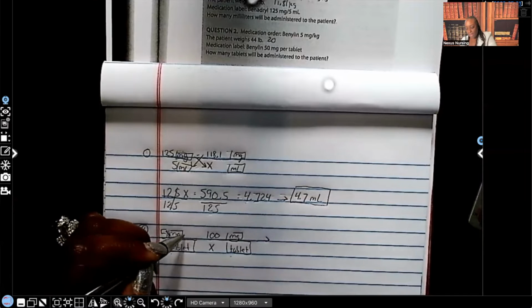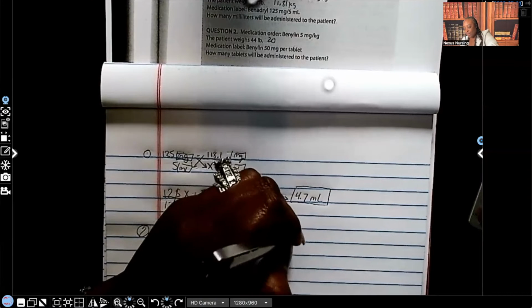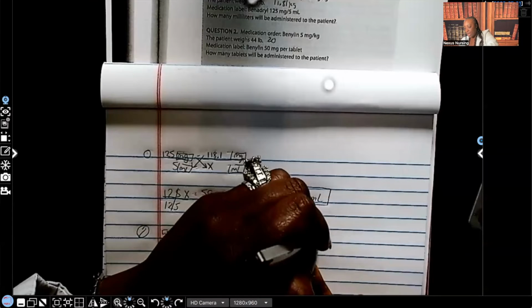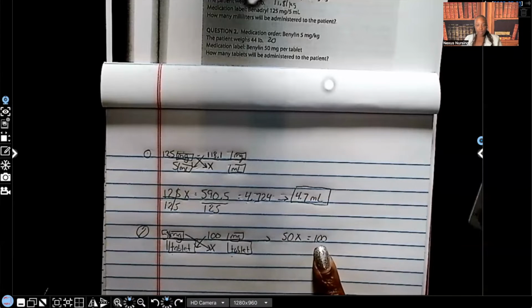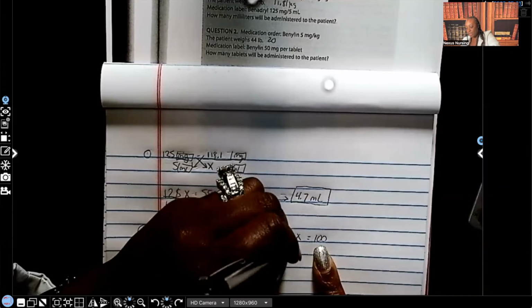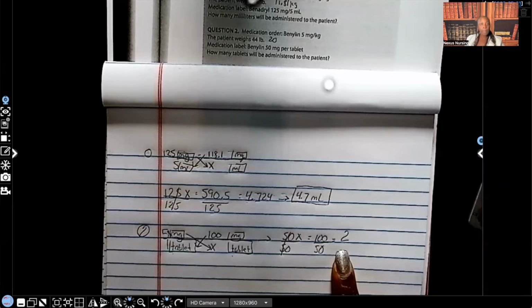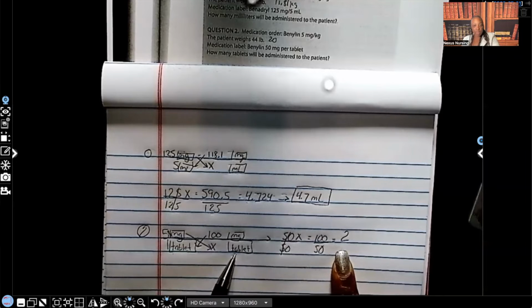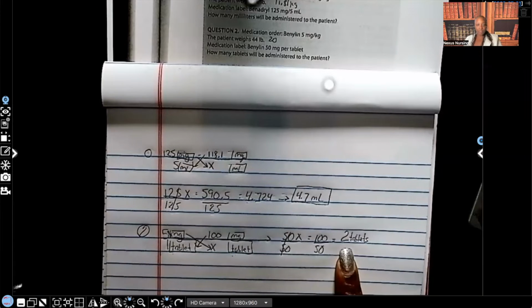Next, we're going to cross multiply. 50 times X equals 50X. And then 100 times 1 equals 100. So now we have 50X equals 100, but we have to get X by itself. So I'm going to divide by 50 on one side, and then divide by 50 on this side. 50 goes into 100 how many times? 2 times. But are we done? No, because we have to put in our unit of measurement. If you forgot what your unit was, go back to X, and you'll see your X was what? Tablet. So 2 tablets. This is what we're giving.